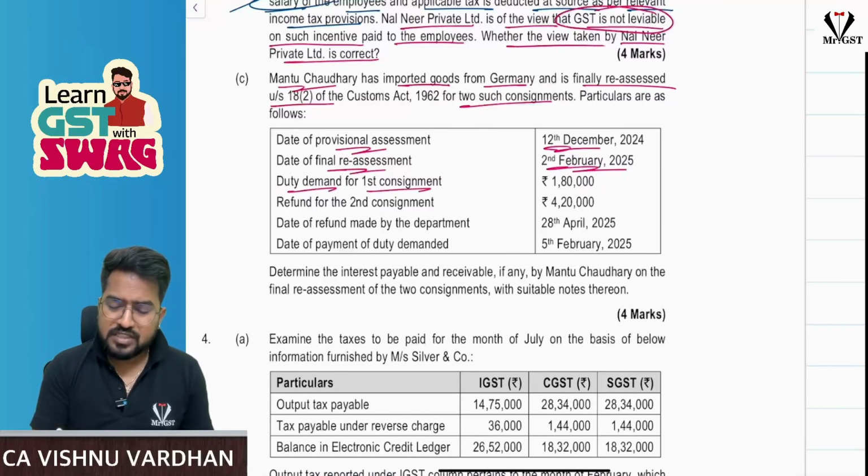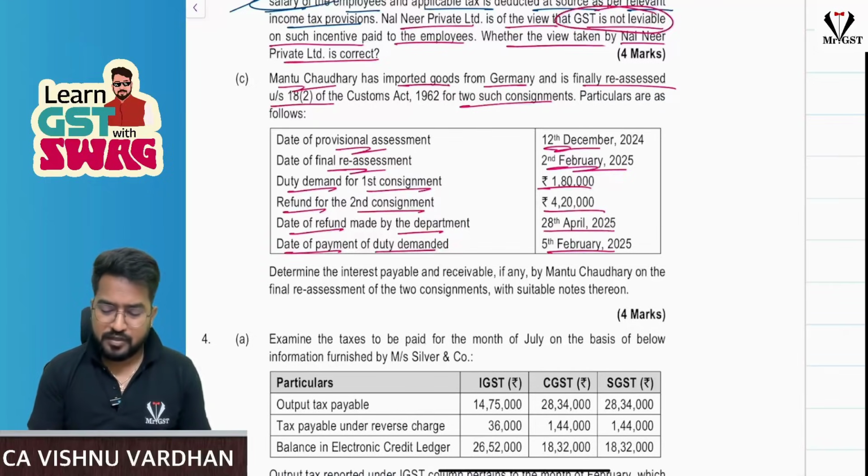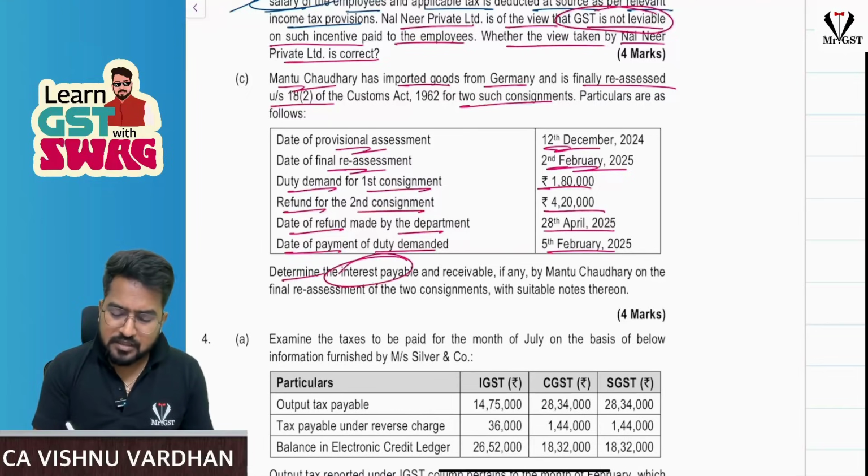Duty demand on first consignment is 1,80,000. Refund for second consignment is 4,20,000. Duty of refund made by the department 28th April. Date of payment of duty demanded is 5th Feb. Determine the interest payable and receivable.